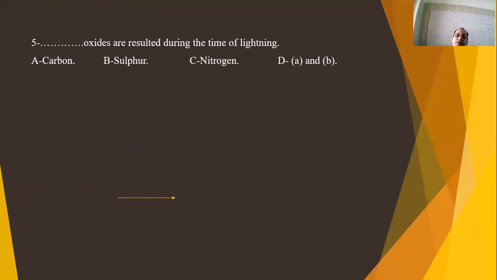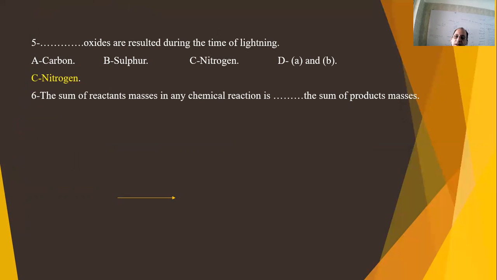Dot oxide resulted during the time of lightning. Lightning, so you think of nitrogen right away, because nitrogen oxide is the gas, nitrogen dioxide is the gas resulted from lightning. The sum of reactant masses in any chemical reaction is dot the sum of product masses. More than, less than, equals to, and double. Actually, of course, the sum of the masses of reactant must be equal to the sum of the masses of product. It can't be less or more.